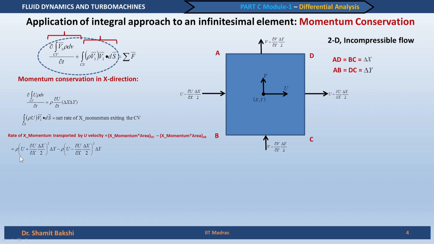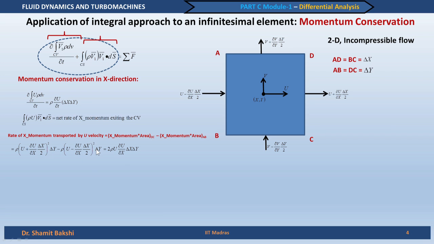But we want to keep the expression simple and basically demonstrate the procedure. So, this is basically the x momentum out of this control volume, which is transported by u velocity, and then this is what is coming in. Now, if we simplify this expression, we can write it as 2 rho u del u by del x into delta x multiplied by delta y. So, this can be simplified to this form.